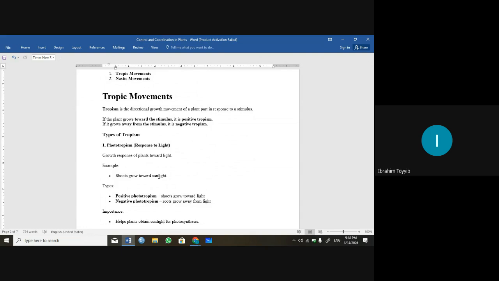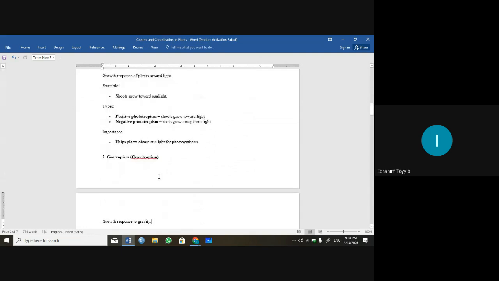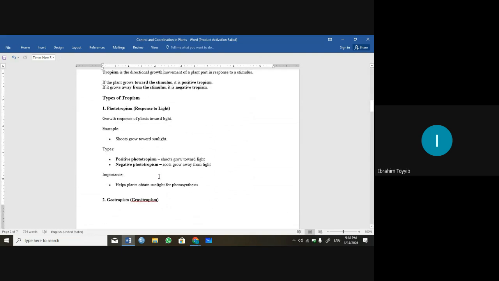What types of tropism do we have? The first one is phototropism. From the word photo, you know we are talking about light. Phototropism is the process by which a plant grows toward light. If the shoot of the plant is growing towards the light, it is positive phototropism. But if the root is growing away from the light, towards the soil, that's negative phototropism.